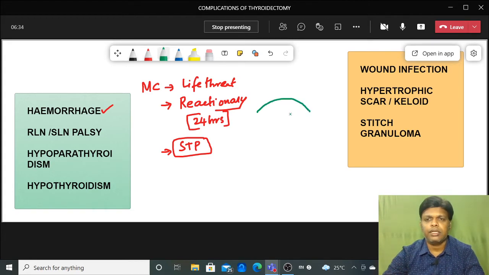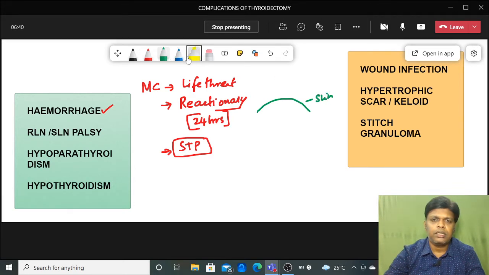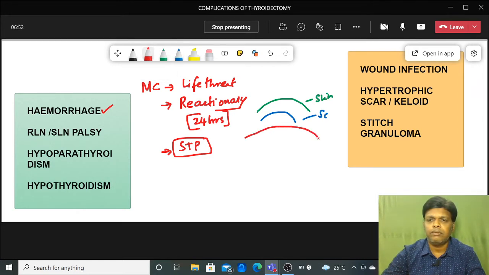Consider this is a cross section, and the first layer is skin. The second layer is subcutaneous tissue, the subcutaneous space. Then the third one is the investing layer of deep cervical fascia, and below that you will be having the strap muscle, and below that you will be having the thyroid gland. So this is the location for the thyroid gland.